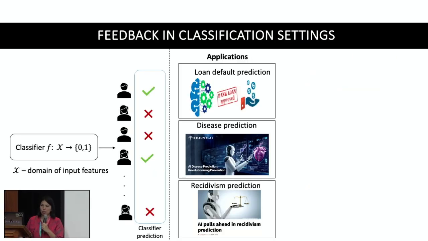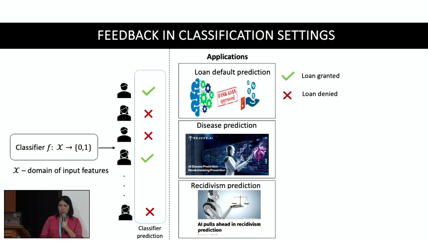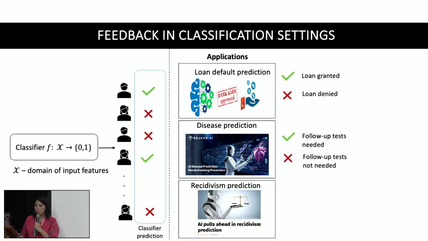So in general, when we have one of these classifiers, again, we might positively or negatively make some predictions about people. And then they go through whatever process that is. So if we're talking about loans, they might receive or not receive that loan. If we're talking about disease prediction, we might determine, okay, we need to do some follow-up tests or not. And for recidivism, we might grant bail or again not, right? So a positive prediction means that we take some further action, and a negative prediction means that we don't.